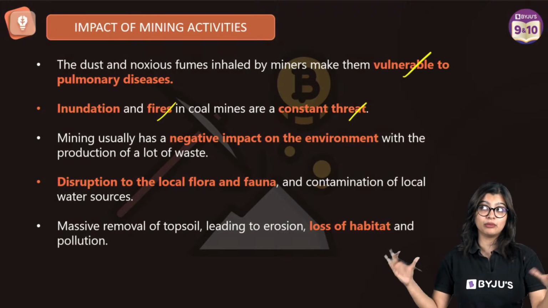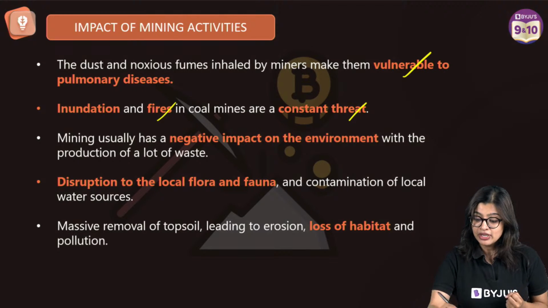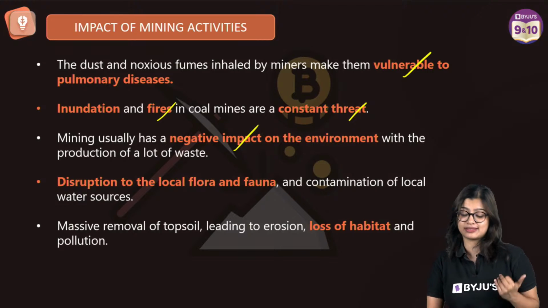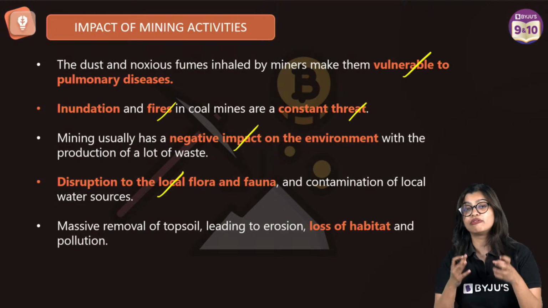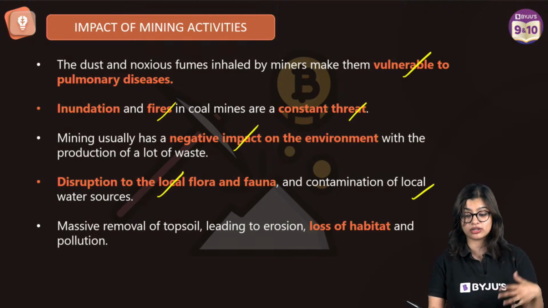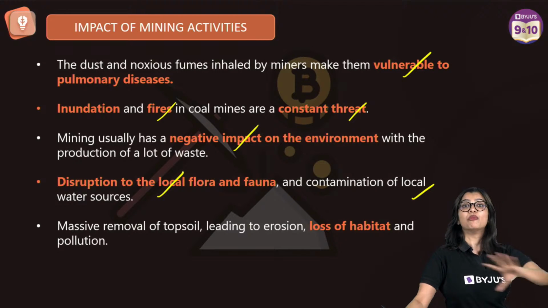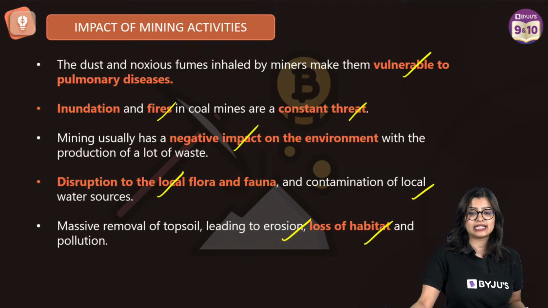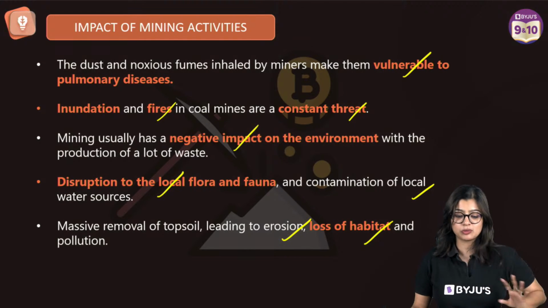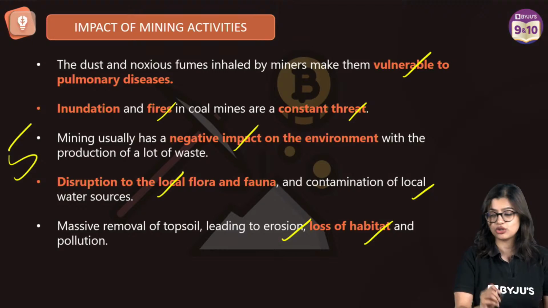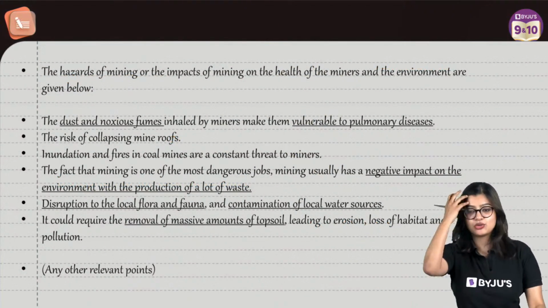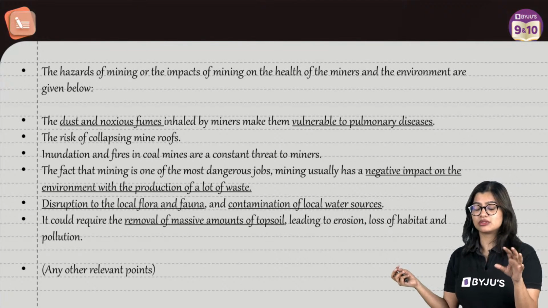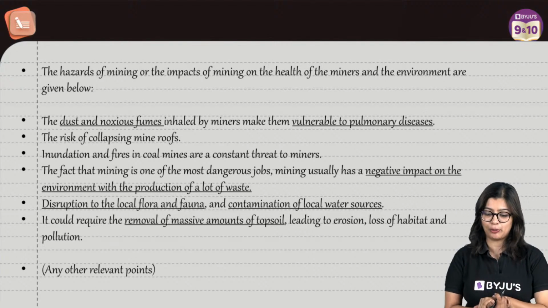Now at a broader environmental level, we see that there is a negative impact, right? A lot of waste gets generated. It can disrupt your local flora and fauna, and it can contaminate water resources. There's massive removal and degradation of land, leading to soil erosion and loss of habitat, right? So in this particular case, for 5 marks, I've given you 5 points. You just need to write, yes? So these are important pointers. Collapsing roofs are also a very important pointer, right?